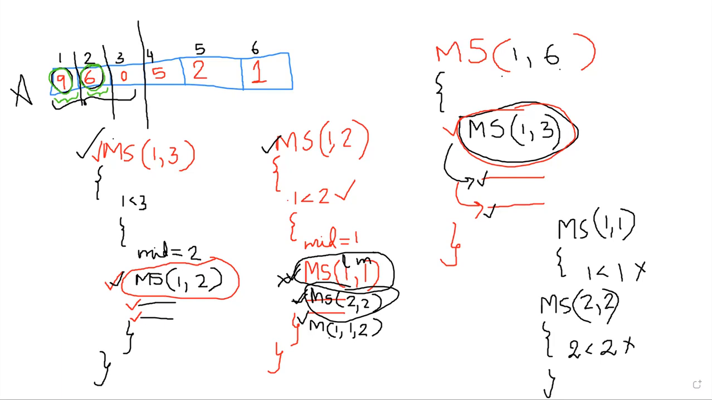Now come to the inside of the merge. What is the first statement? The statement present in the seventh line: h equal to low, i equal to low, j equals to mid plus 1.